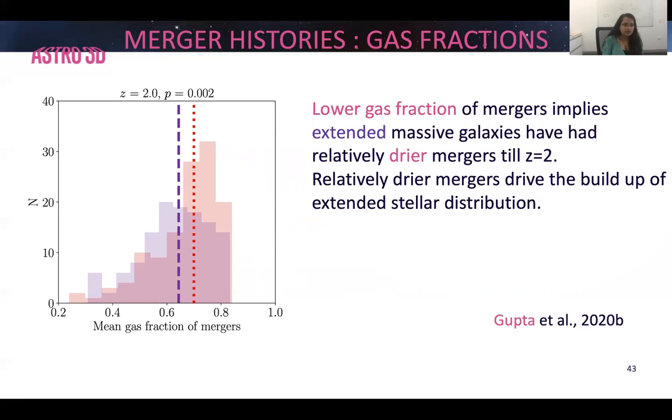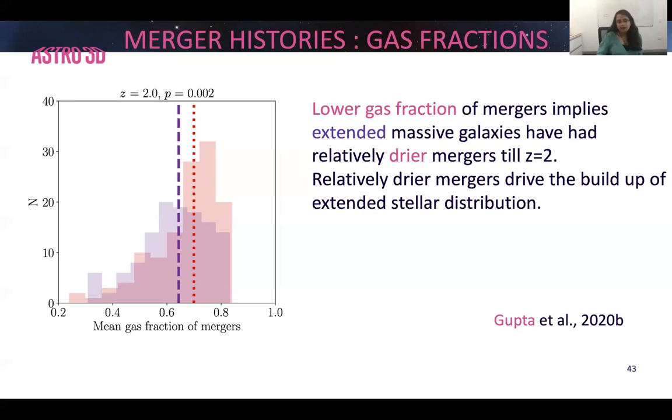These drier mergers are going to bring in less gas and more stellar component. And when galaxies experience drier mergers where the merging component has more stellar particles, those stellar particles tend to reside in the outer galactic disk. And those stellar particles might be responsible for the buildup of the extended stellar distribution for the extended massive galaxy.